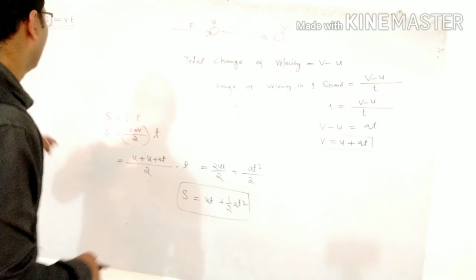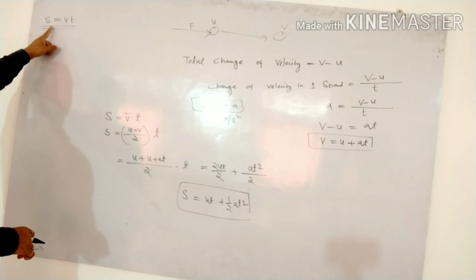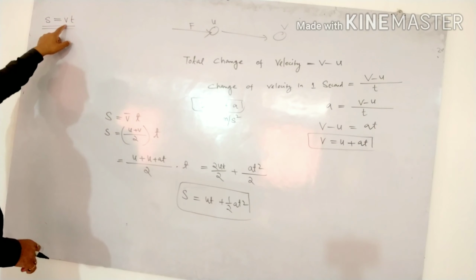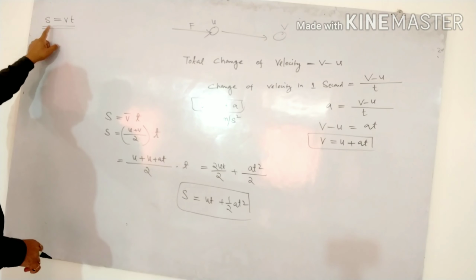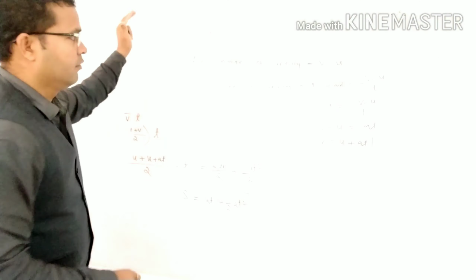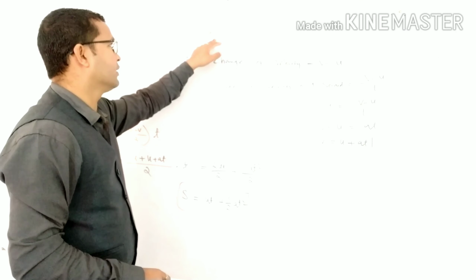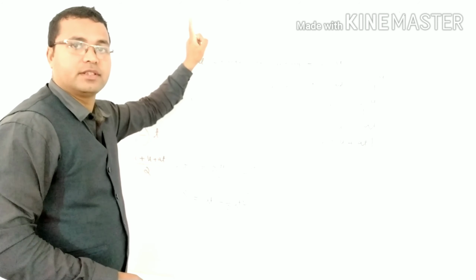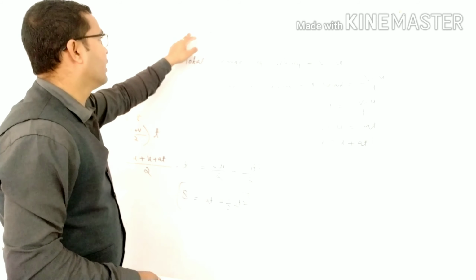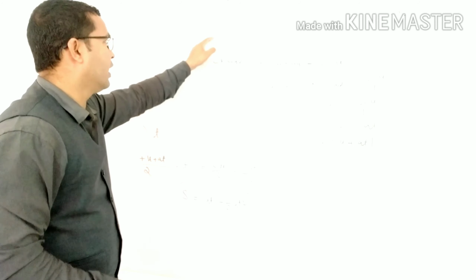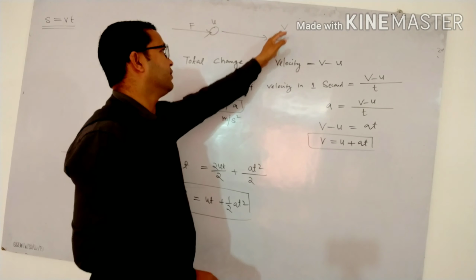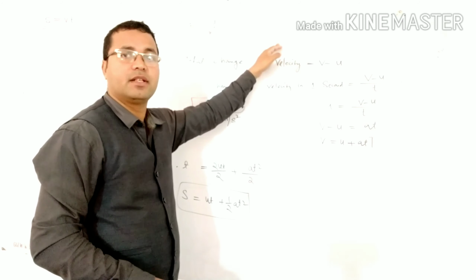So already we got that for non-uniform velocity. For uniform velocity, we can use this formula s is equal to vt, because v is constant, and this is valid for only uniform velocity. For non-uniform velocity, let us consider a body having initial velocity u, and force F is applied on this body. When force is applied, the velocity will change. Let us consider v is the final velocity.